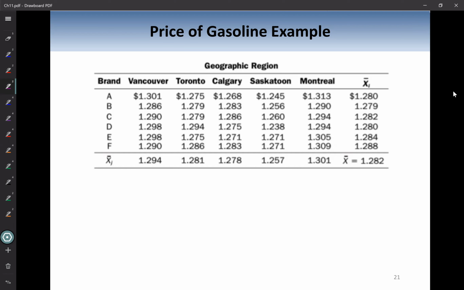So they could influence the response because the price of gasoline does vary from brand to brand, and it does vary from city to city. So we can conduct a test to see if there is a statistically significant difference between them.